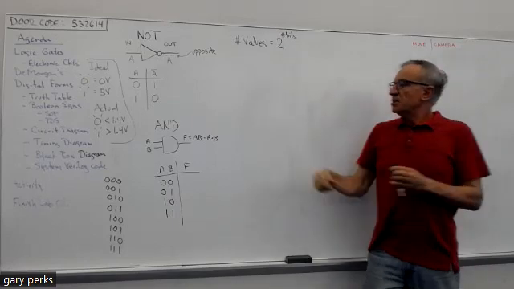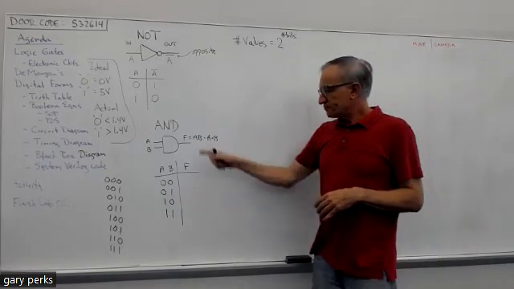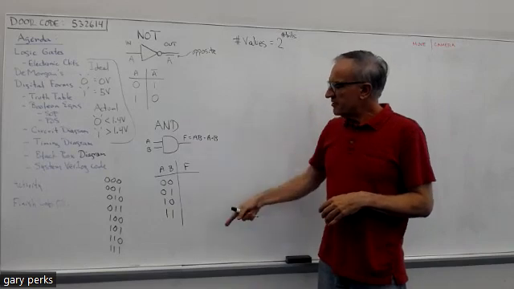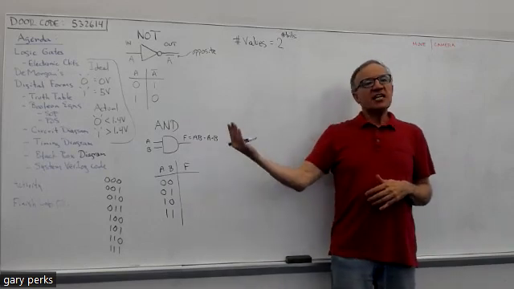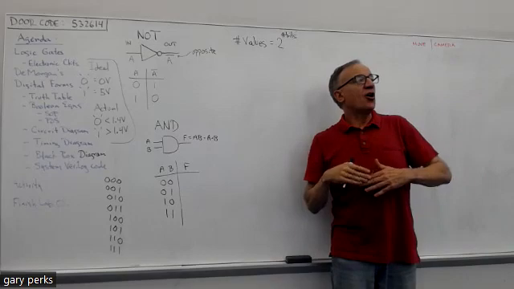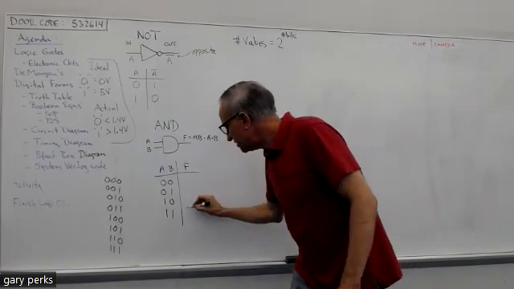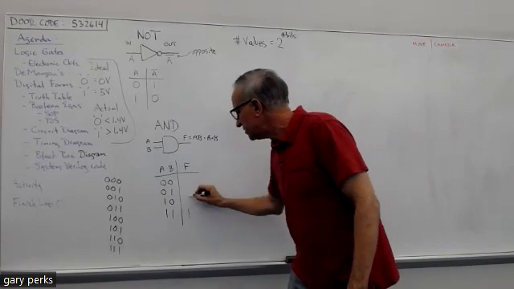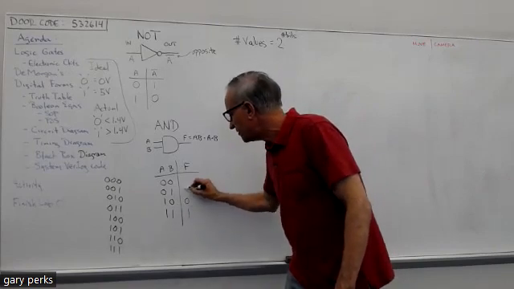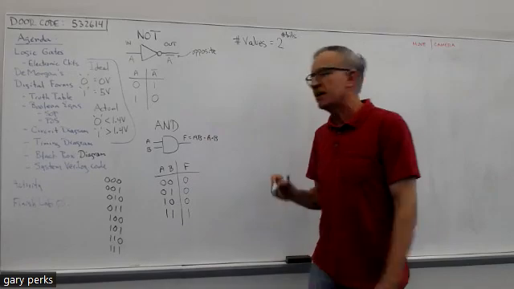So getting back to the AND gate, when you have an AND gate, you only get a 1 out of an AND gate when all the inputs are 1. So you see, if we have a 2-input AND gate like this, only when both inputs are 1 will I get a 1 out. For all other input combinations, I get a 0 out.